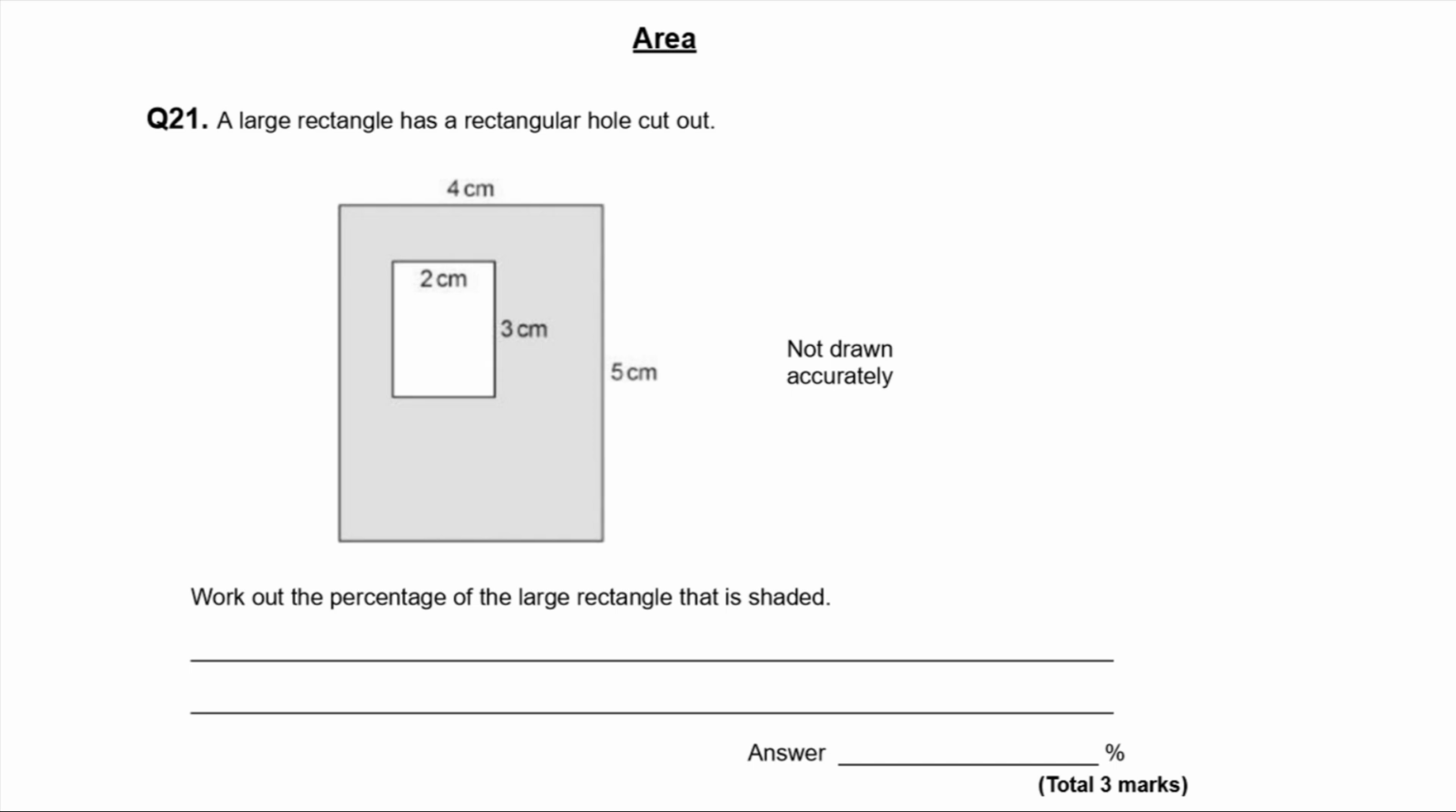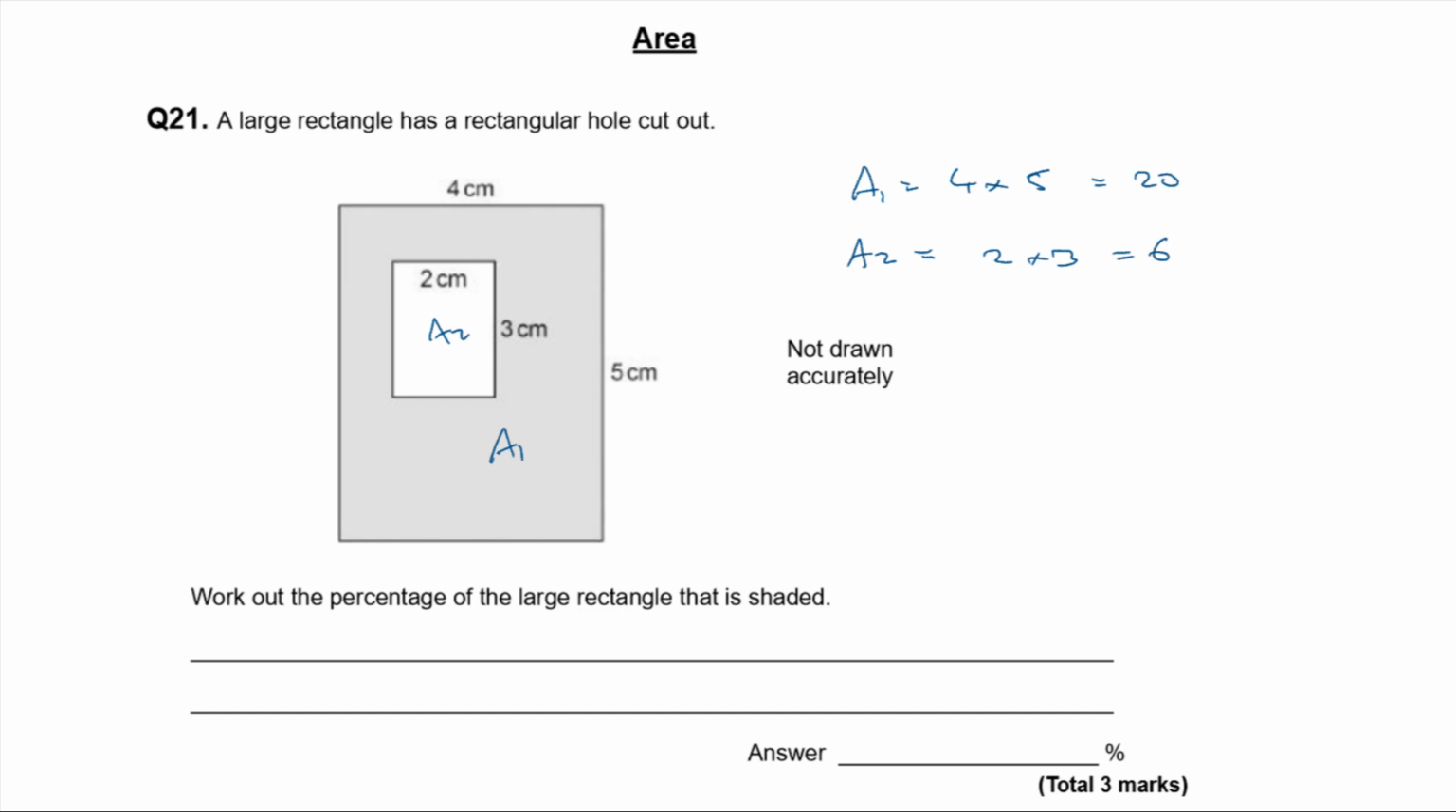Okay, so we've got two areas. We've got the area of the big rectangle, and we need to find the area of the small rectangle, take it away, and then we can work that out as a percentage. So I'm going to call this one area 1, the big rectangle, and this one area 2. Area 1 is going to be 5 times 4, length times width, which is an area of 20. And area 2 is going to be 2 times 3, which is 6.